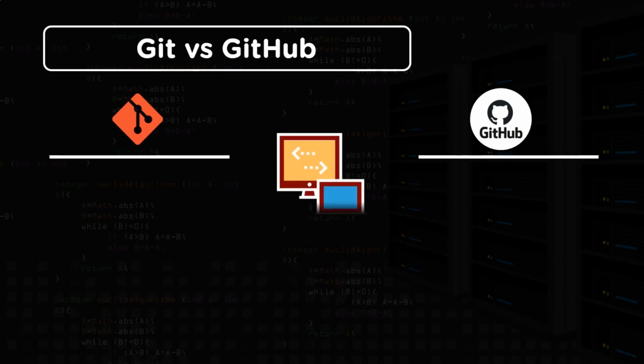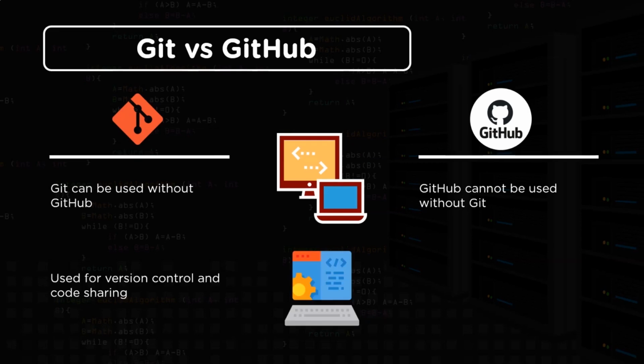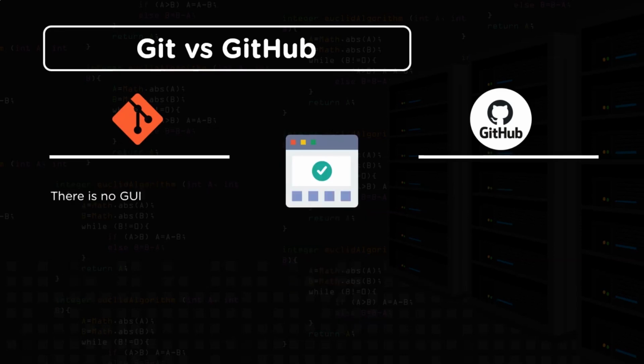Next difference is Git is something independent and can be used without GitHub, whereas GitHub has nothing to do unless we make repositories in Git, which means it cannot be used without Git. Then Git is a version control system that helps in source code management, whereas GitHub provides centralized hosting of the code on the cloud.